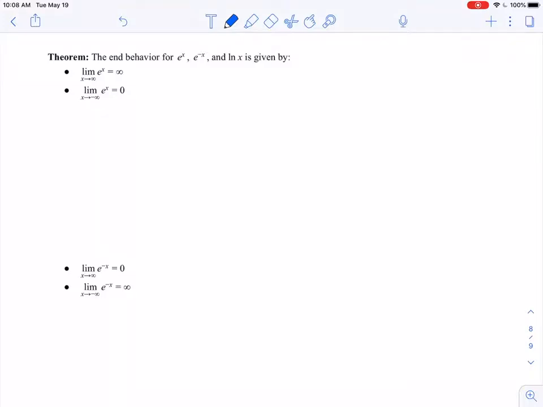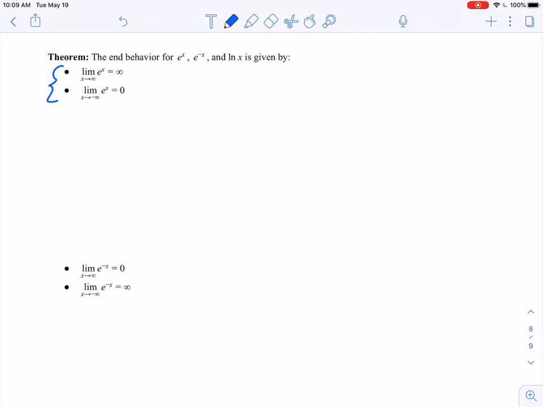In this last video, we're going to take a look at end behavior of exponentials, logarithms, and we'll even look at the end behavior for a trig function. So here we'll start off with a quick theorem just establishing the end behavior of exponentials and logarithms.